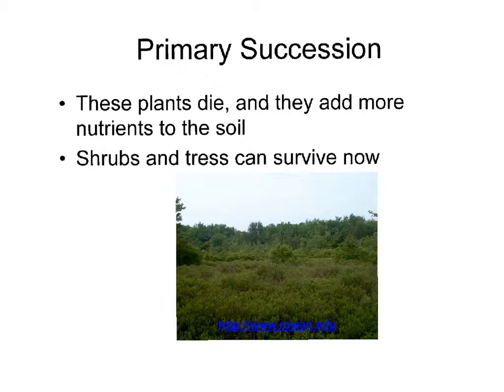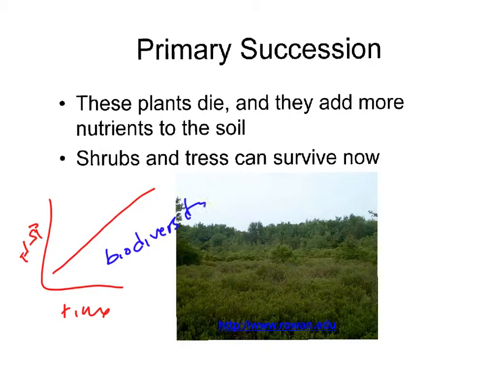This process continues. Soil accumulation will continue. We'll now see shrubs and trees move in. Remember, what's increasing with time is the number of species in an area. That's a measure of a term that we call biodiversity. If you look at this picture and compare it back to our lichen, we have a lot more species in this shrubland, maybe some sapling trees, than we did back when we had bare rock.